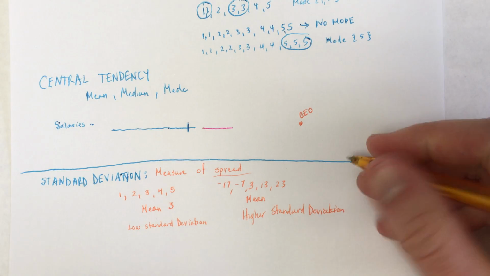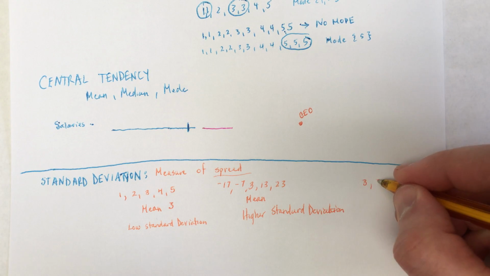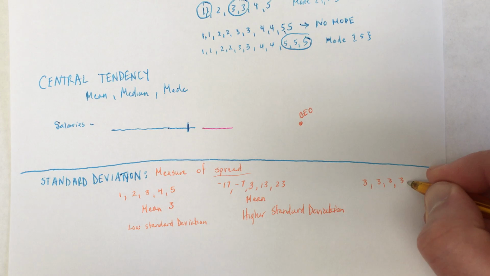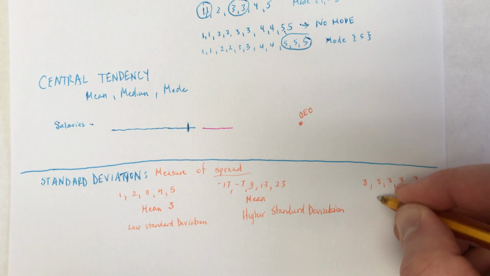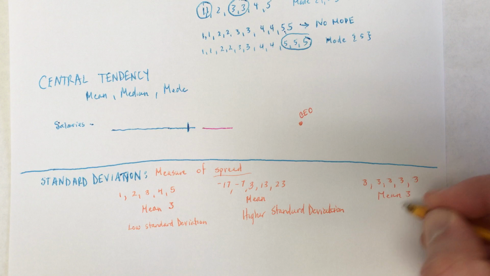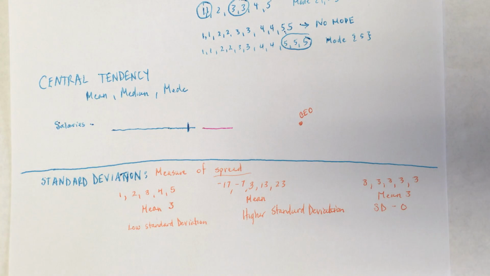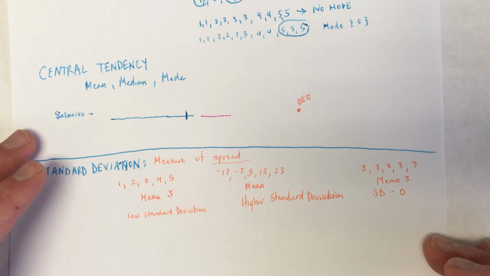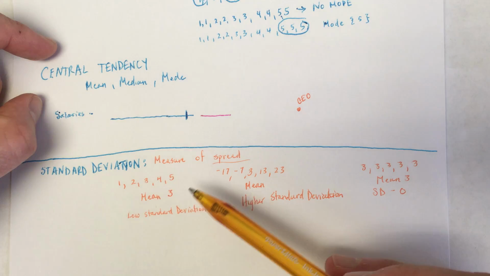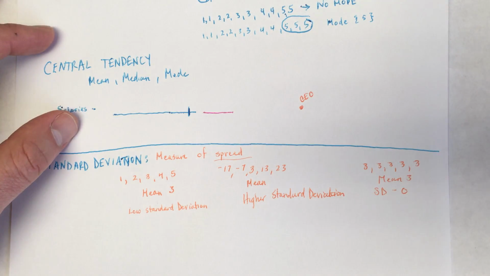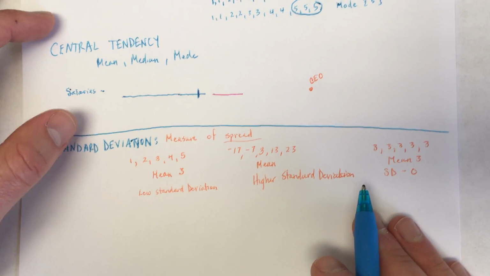You could even look at a set like 3, 3, 3, 3, and 3. This mean is 3, and the standard deviation is actually going to be 0, because there's no distance between those values. And so that's a frequent word that you're going to see in problems. It's important to understand how you get there.